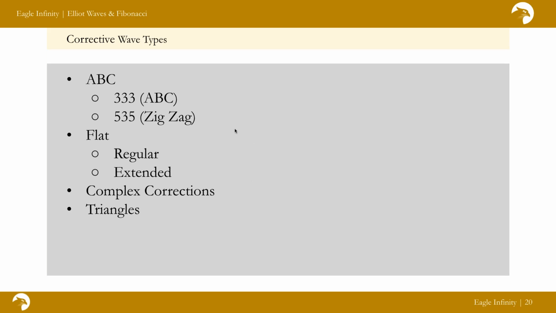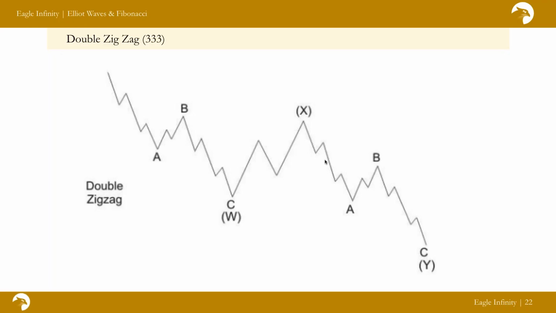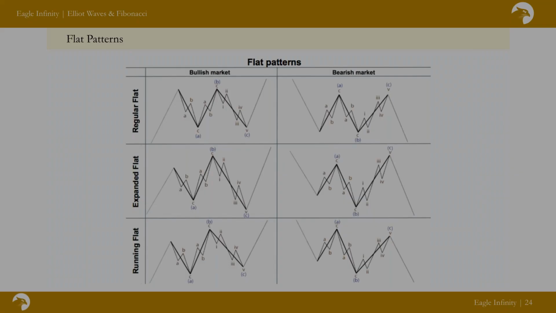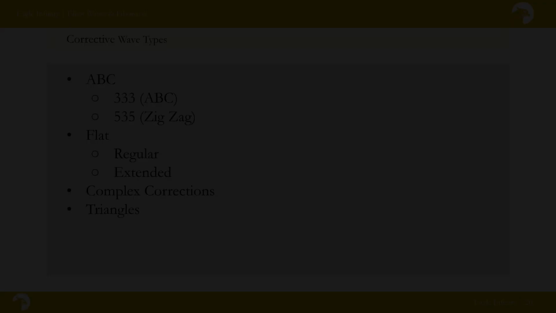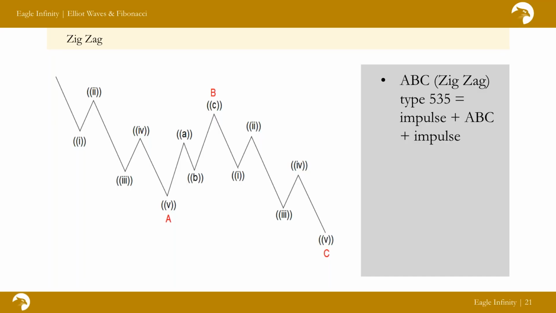All right. So amongst corrective waves, we have a couple different types. We've got ABC waves, we've got flats, and we've got complex corrections and triangles. Well, these are pictures of each of them, because that doesn't mean anything to you if you just see ABC, flat, complex, triangle. So a zigzag is an ABC, following the form of A, B, C.